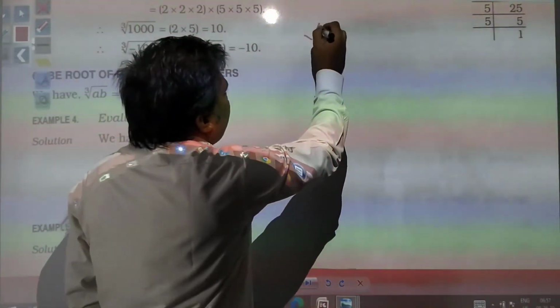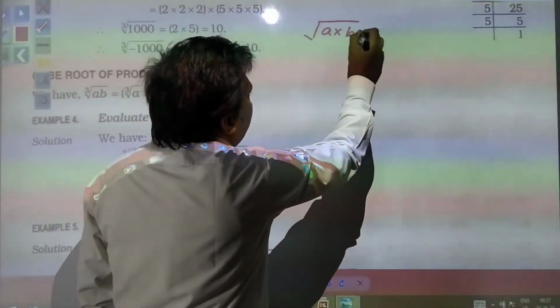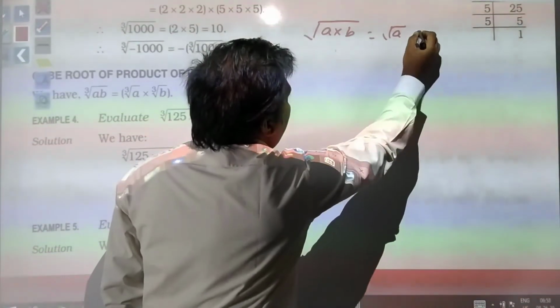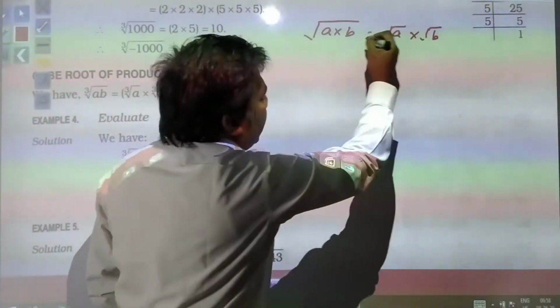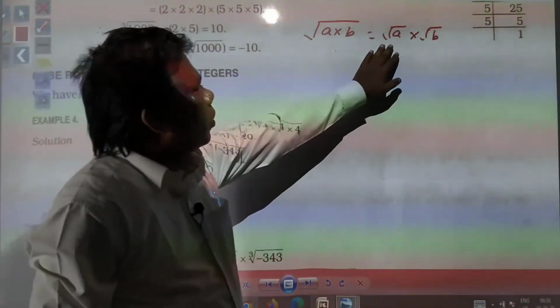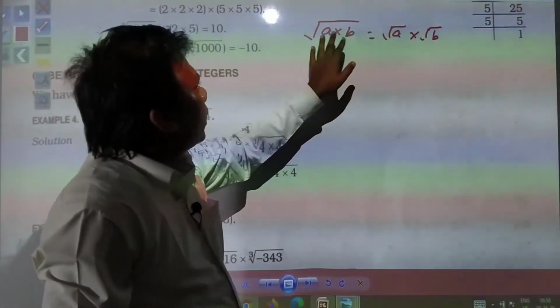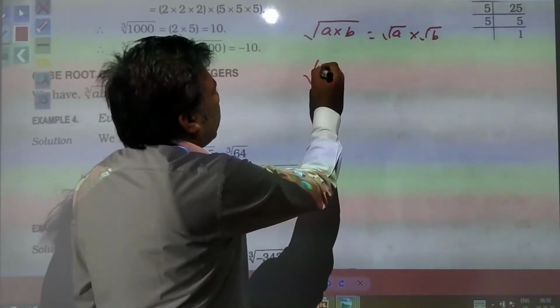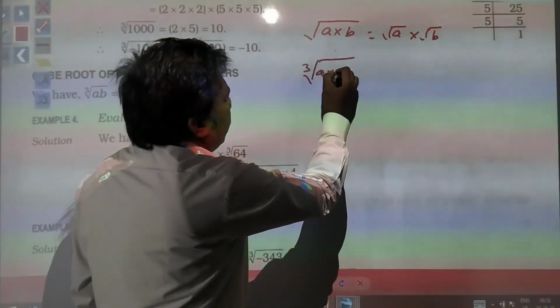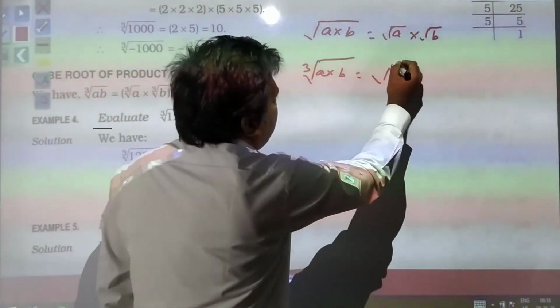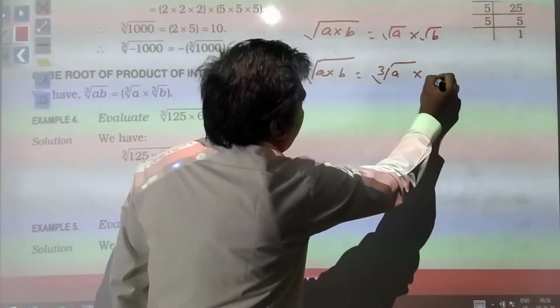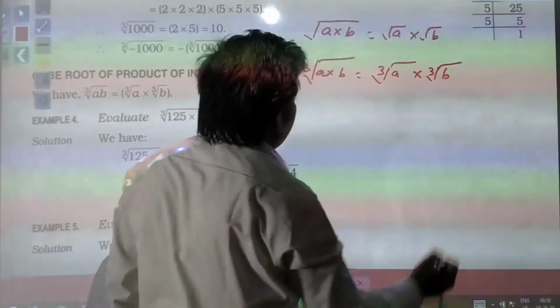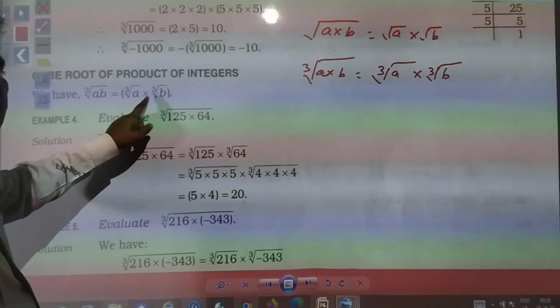We had in square root, root of a into b is equal to root a into root b, or vice versa. If you have root a into root b, it can be written as root under a into b. In the same way, if a cube root of a into b is there, that can be written as cube root of a into cube root of b. In this form it can be written.